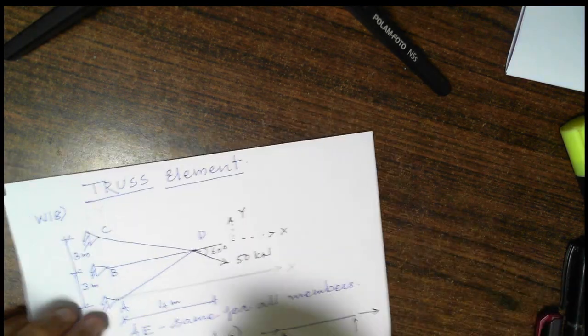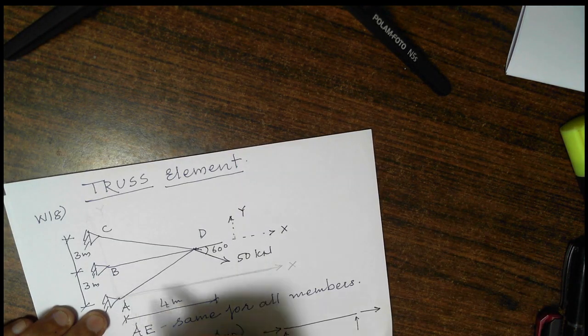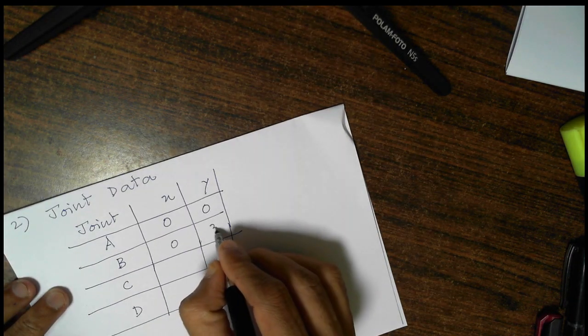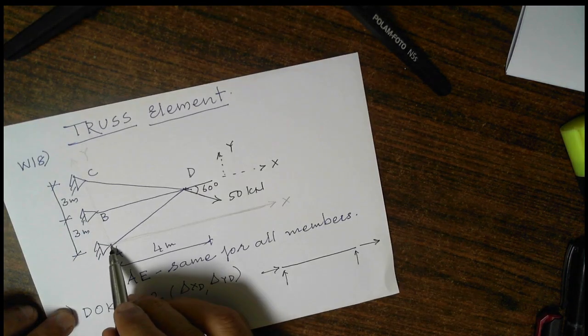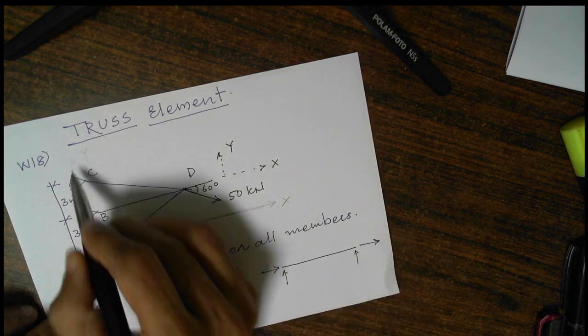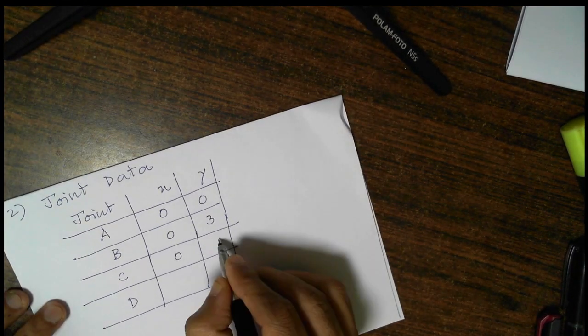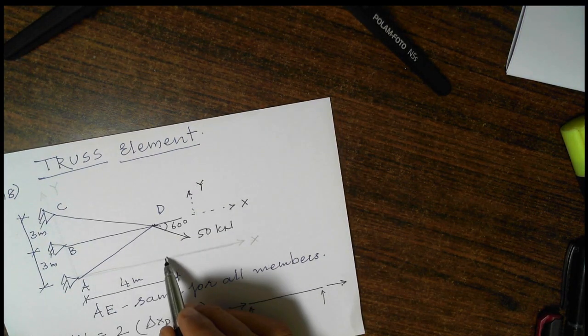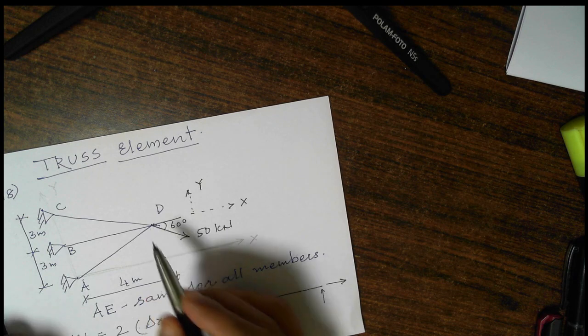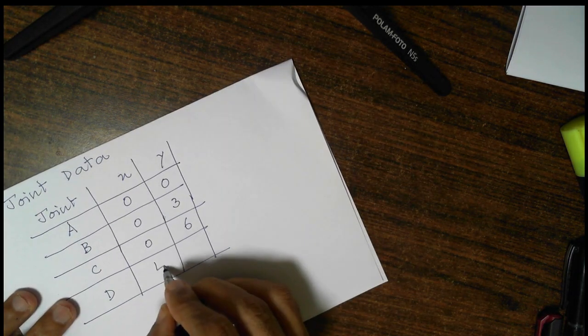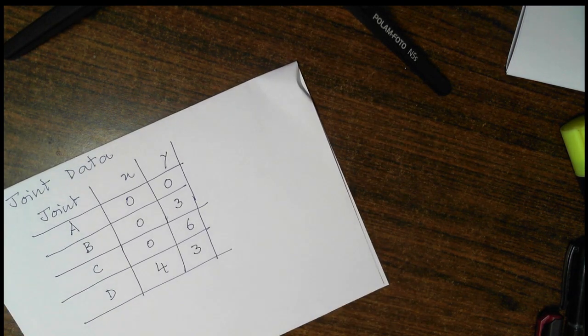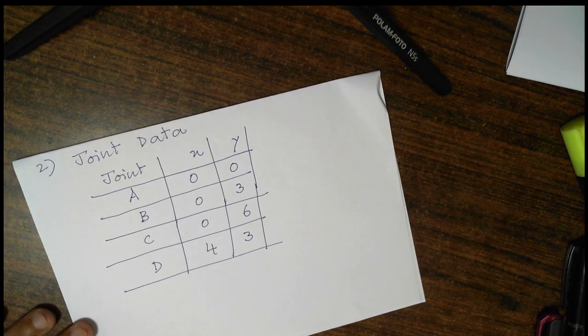Look at joint B. For joint B, x axis is 0, y axis is 3, so (0, 3). For joint C, x axis is 0 but y axis is 6, so (0, 6). And for joint D, x axis is 4 and y axis is 3. So this is my joint data. This joint data is ready.